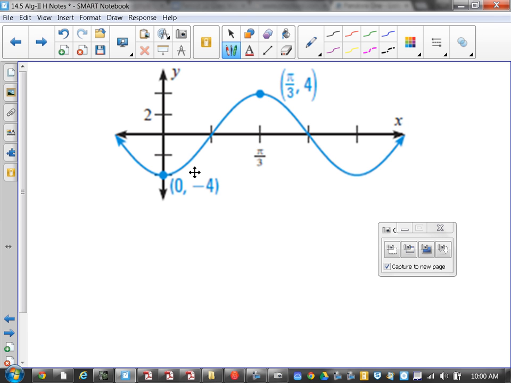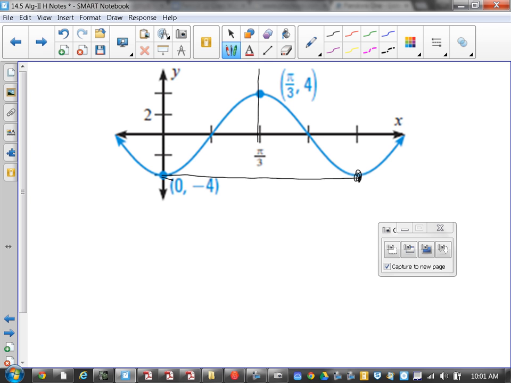So in this case here, notice they're only giving you two ordered pairs. The ordered pairs they're giving you are a maximum and a minimum. So when you're given that part, I want you to see that in order for it to get back to this level here, this would be your full period. Everybody okay with that?